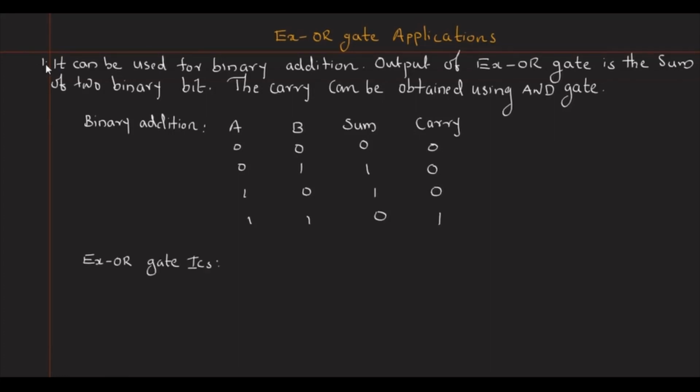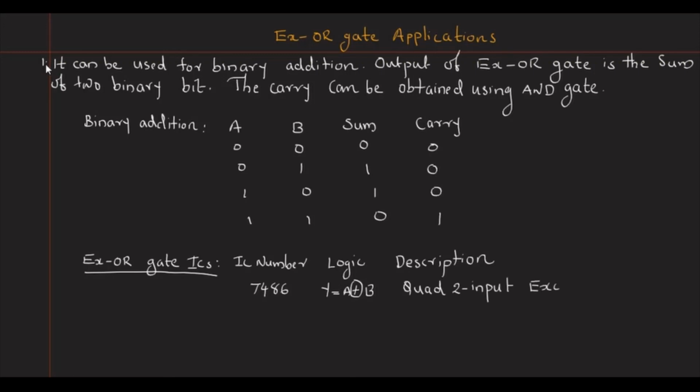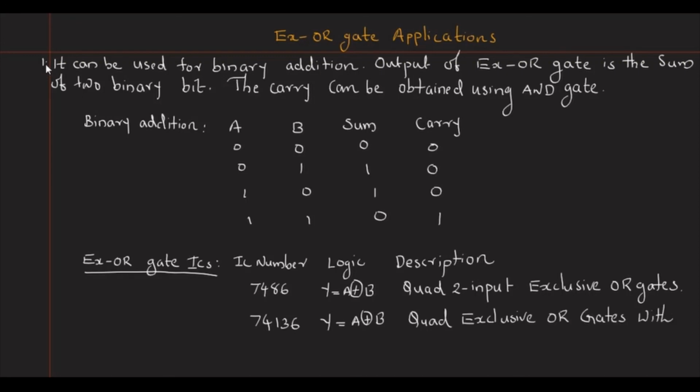Some exclusive OR gate ICs are given below. The first one is 7486. It contains quad 2 input exclusive OR gates. Next is 74136. It contains quad exclusive OR gates with open collector outputs.